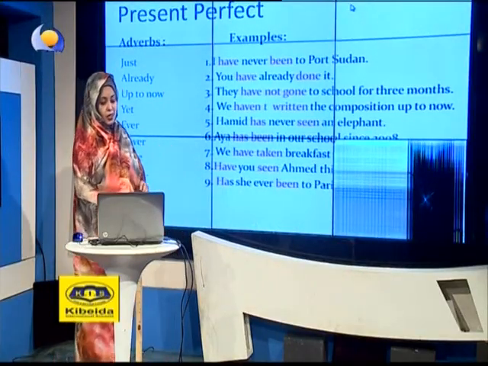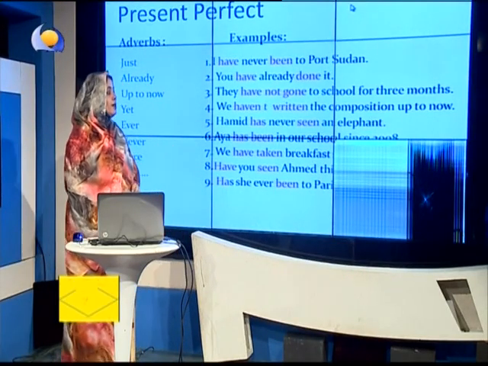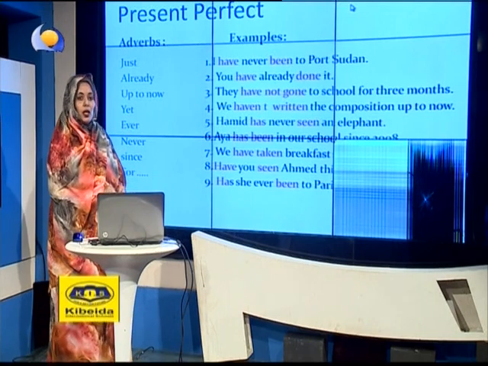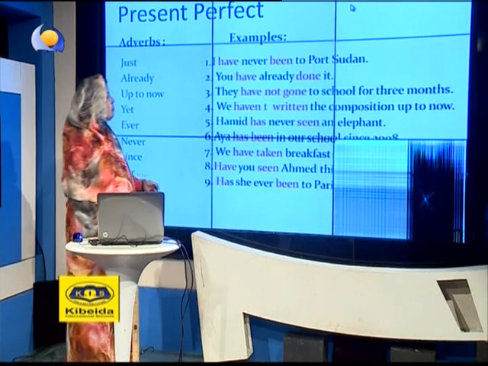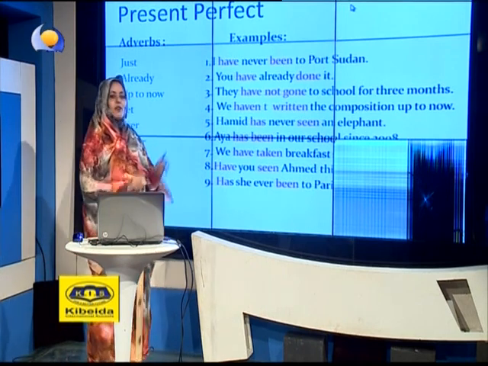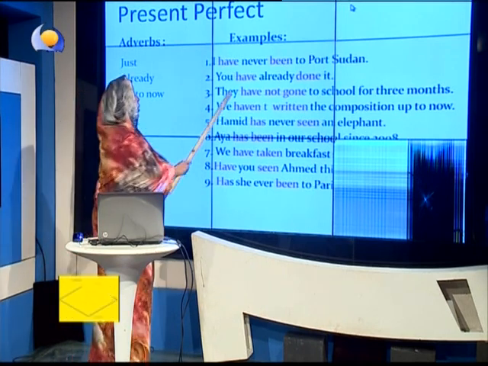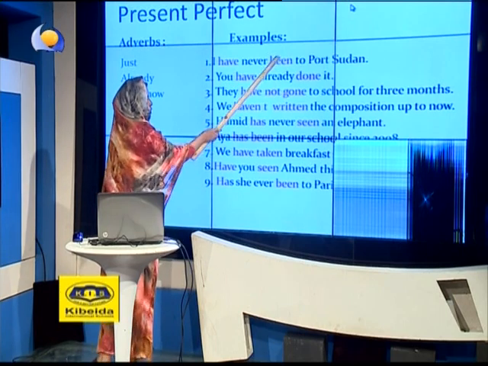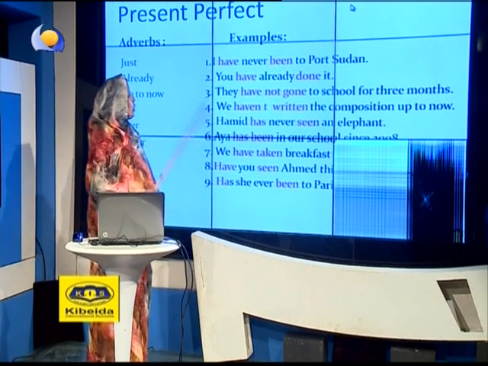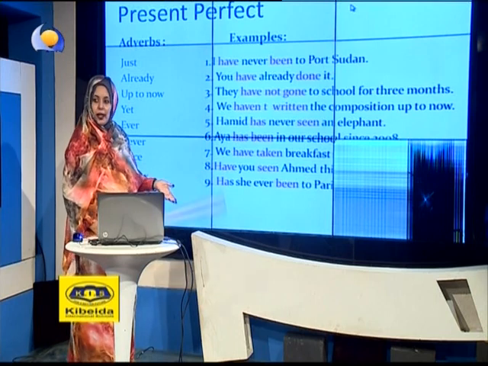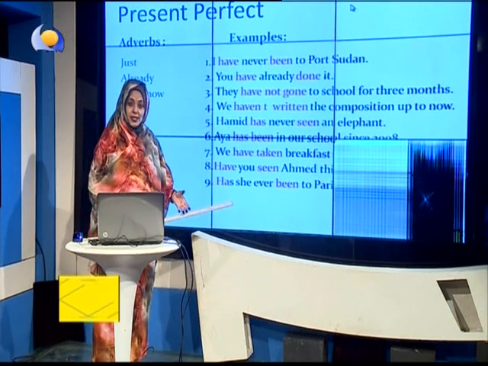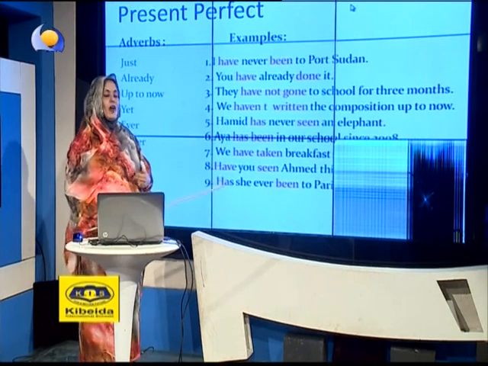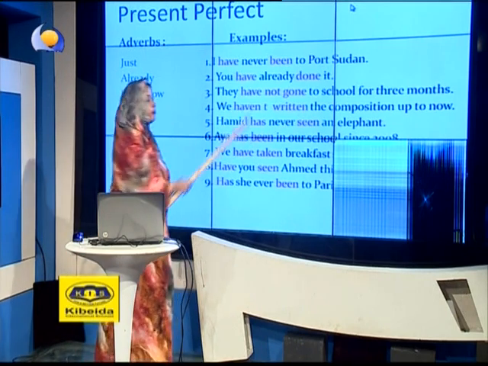Now, when it comes to making the negative with not, if we have a helping verb, life is easy. You just put the not after the helping verb. You have done it. Now forget about already. You have done it. Negative: you haven't done it. And now with the negative, I can use up to now instead of already.